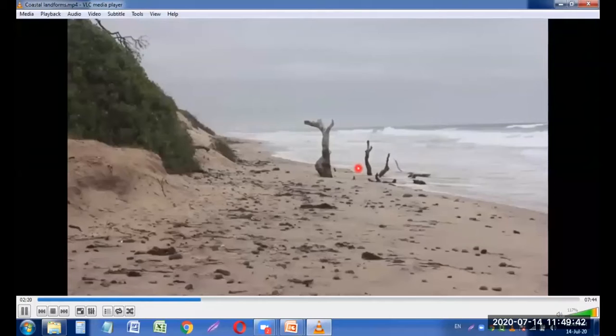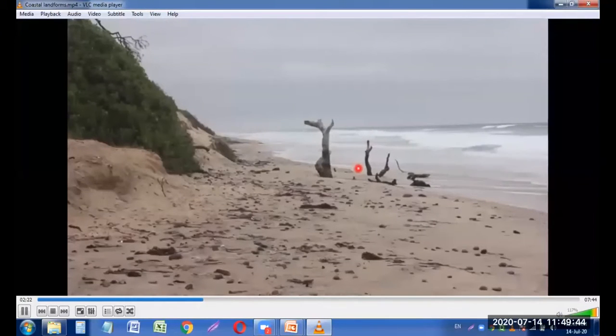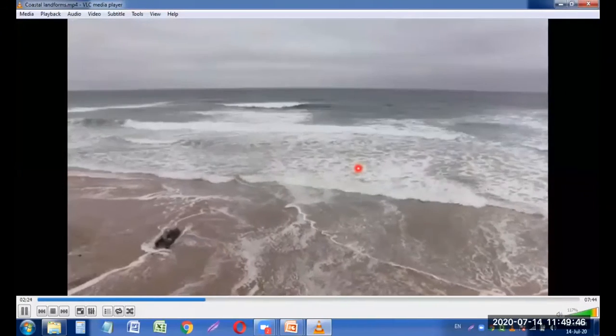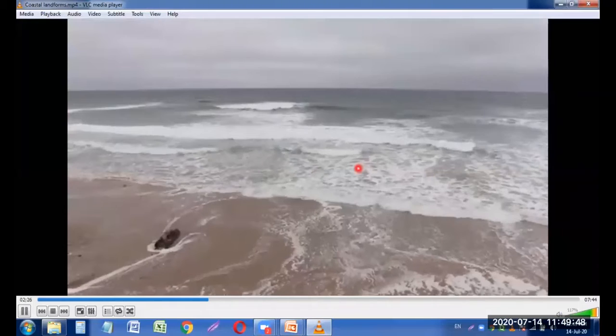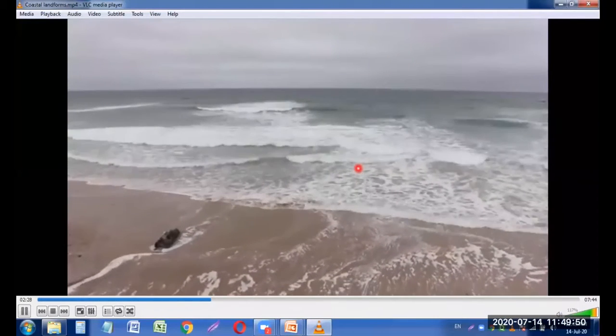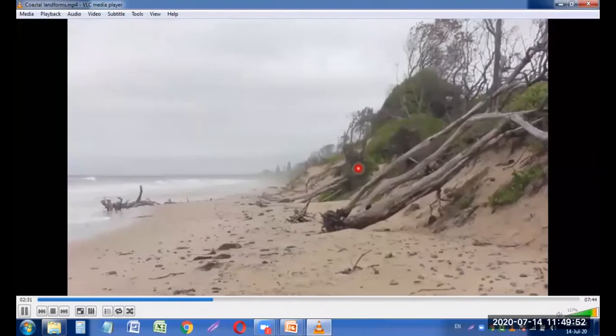During winter there are frequent storms. Waves are higher and more frequent. These waves have a stronger backwash than swash and erode the beach. These are called destructive waves.